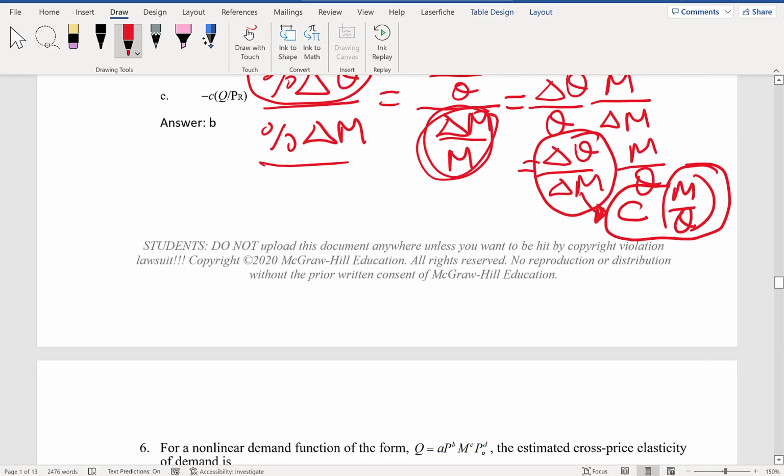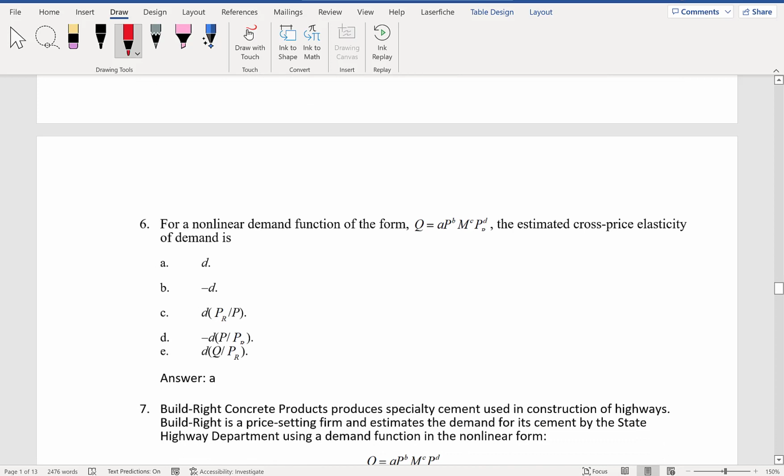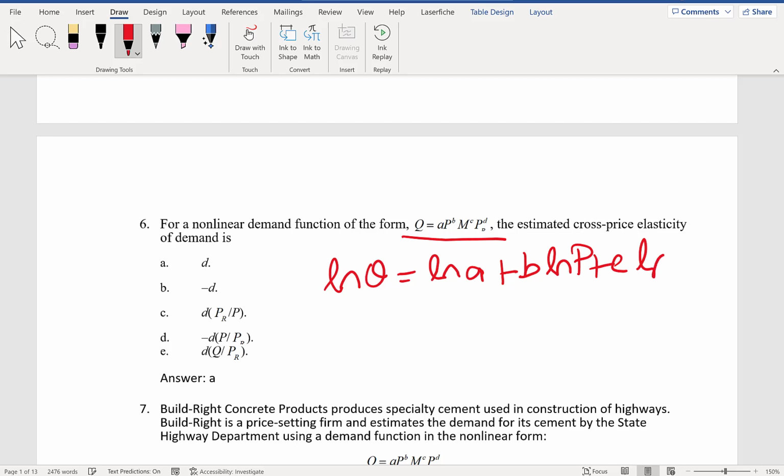All right, question number 6. So, a nonlinear demand function. We do a natural logarithm transformation, plus C, this is C ln M plus D ln PR, okay?